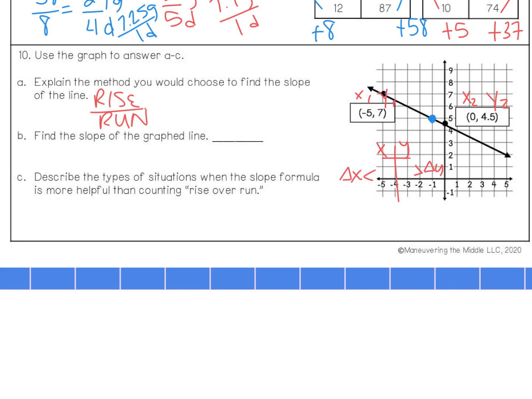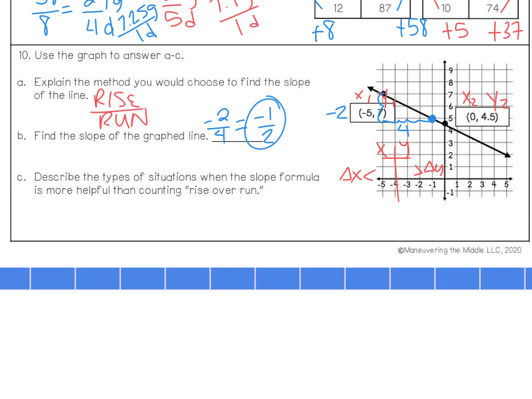Isn't it going both ways? 'Cause it's arrow. Okay, it is going both ways, but when we count rise over run, it's easier to go left to right. Just like when we read the graph. So I'm actually going to count to this -1, +5, down 1, 2, and over 1, 2, 3, 4. So tell me about -2 over 4. It equals -1/2. Make sure you have a negative.